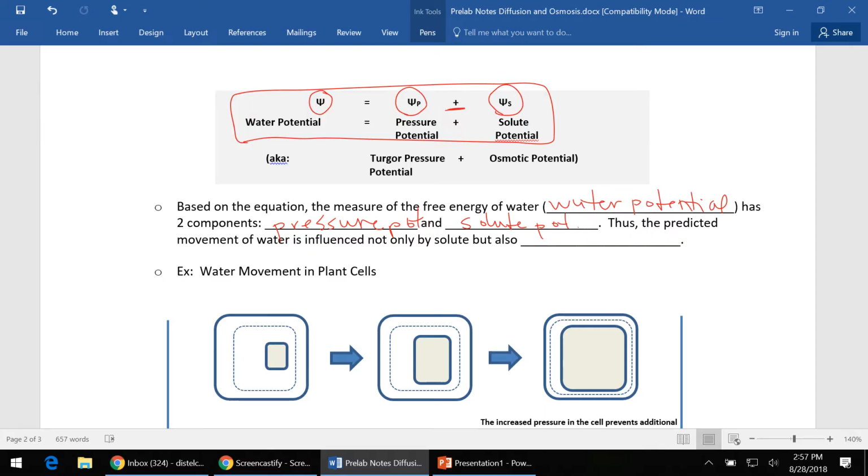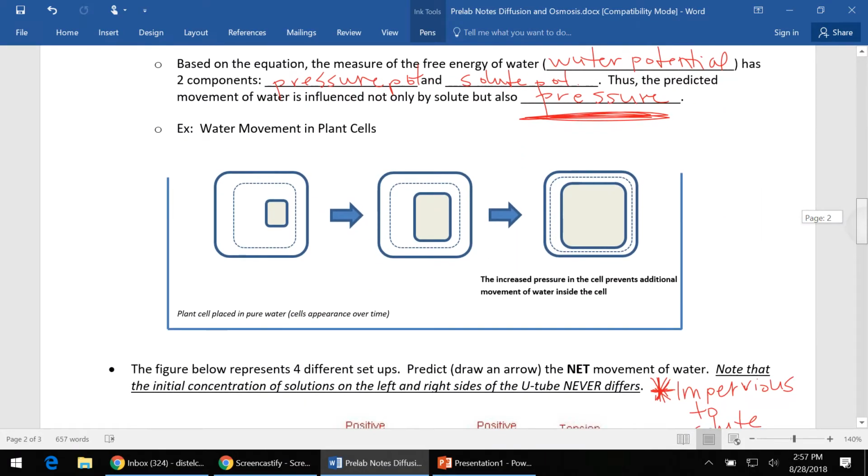Okay, so thus the predicted movement of water is influenced not only by solute, but also pressure. Because previously we were talking about hypertonic and hypotonic solutions, and that you could use the amount of solute to predict the movement of water. But it turns out that pressure is a really big component to that too. I mean, just think about a wet sponge, full of water, but then you can squeeze that sponge and expel the water out of it even faster. So pressure is going to play an important role in which way water is going to move as well.